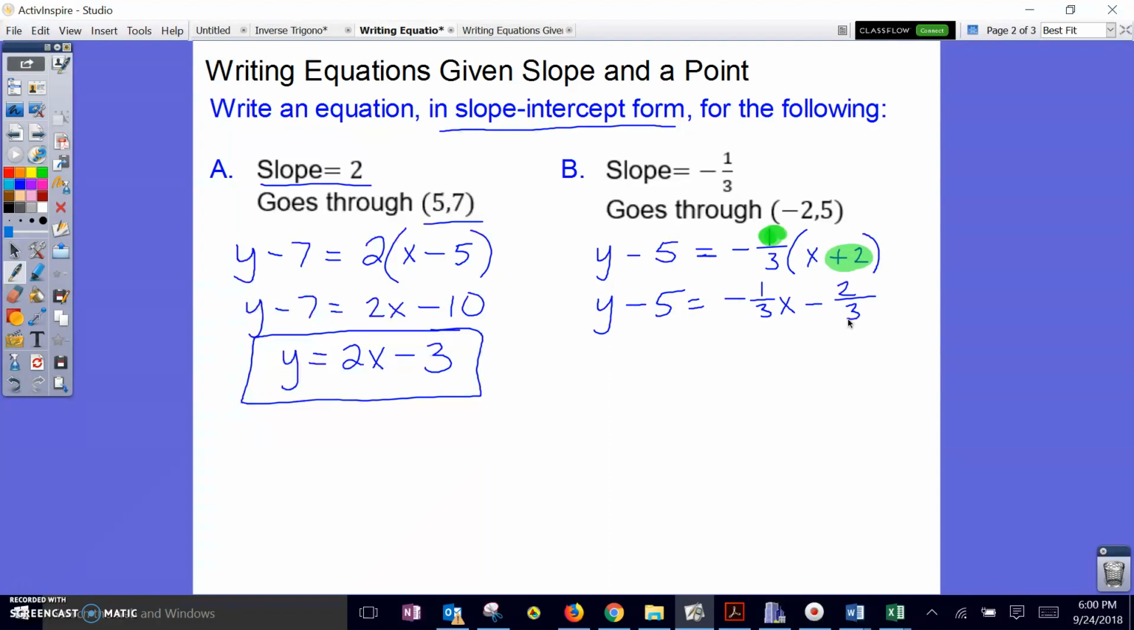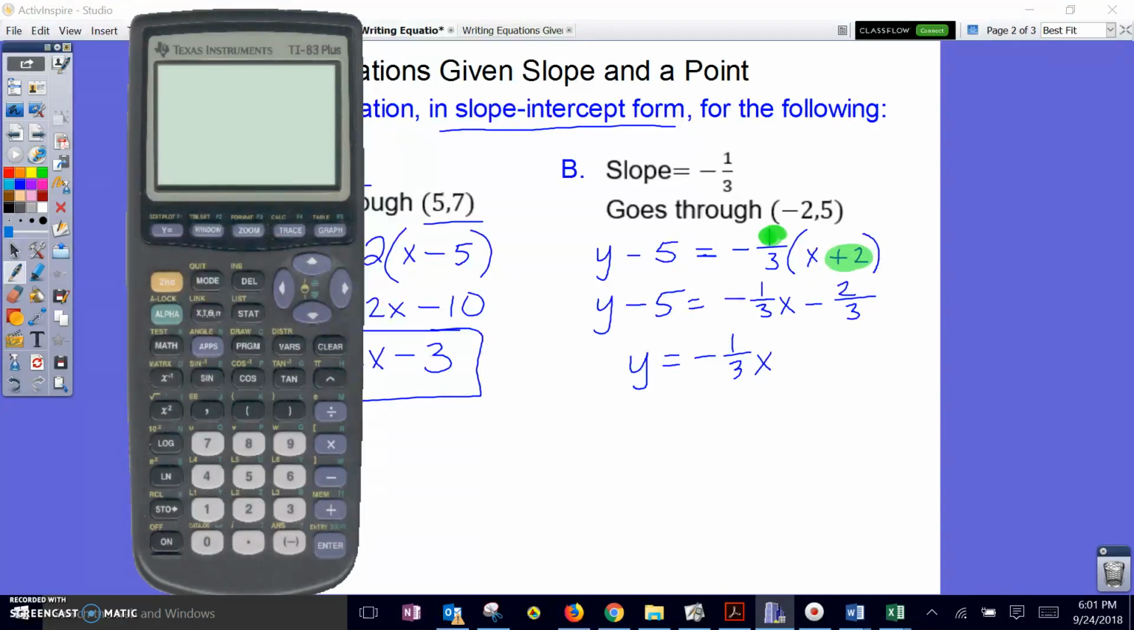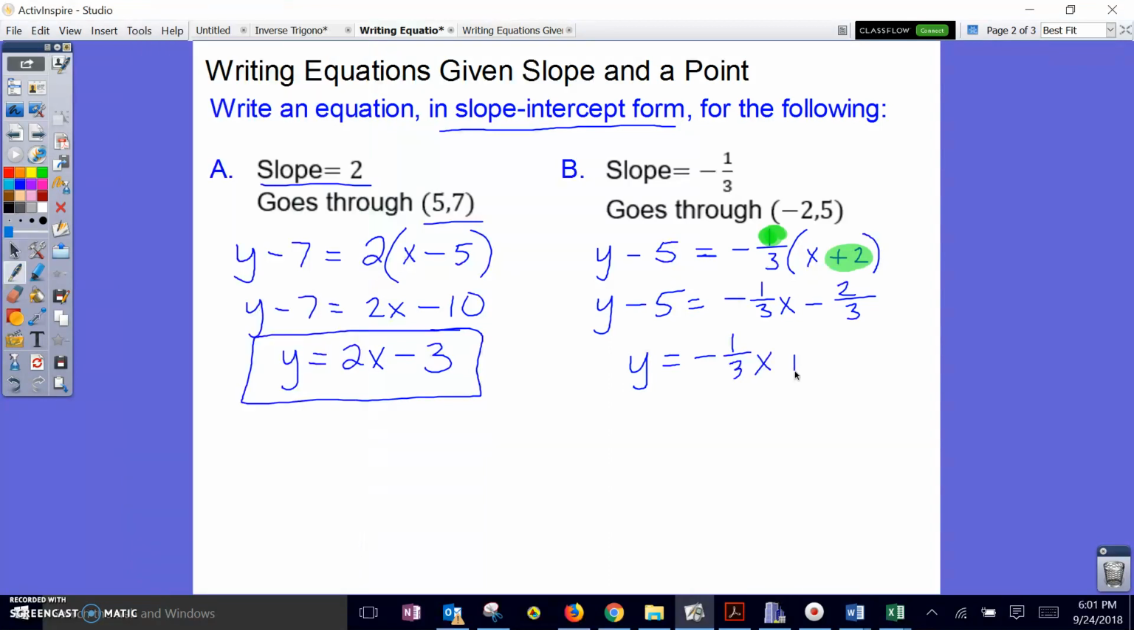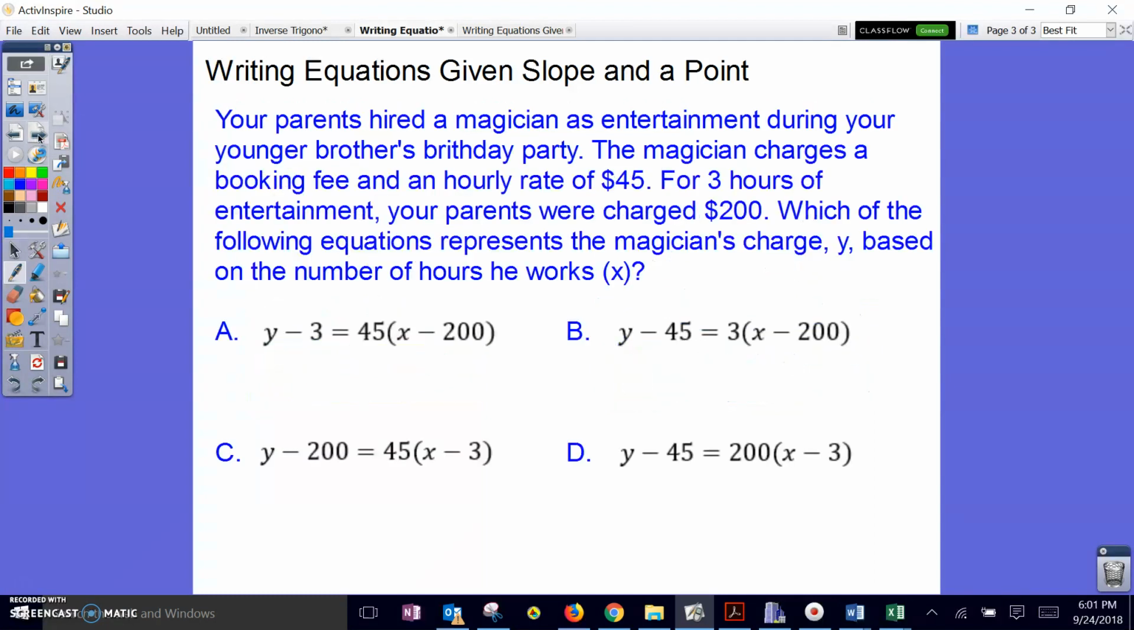And now I want to add 5 to both sides. And for those of you who aren't real comfortable doing arithmetic with fractions, this is a pretty good time to break out your calculator. I'm going to take -2/3, and I'm adding 5 to both sides, so I'll add 5 to that. That gives me a decimal, so I'll go into my math menu, grab the fraction converter, and convert that over to 13/3. And there's an equation in slope-intercept form of a line that has a slope of -1/3 and goes through the point -2, 5. Alright, one more example, an application problem.